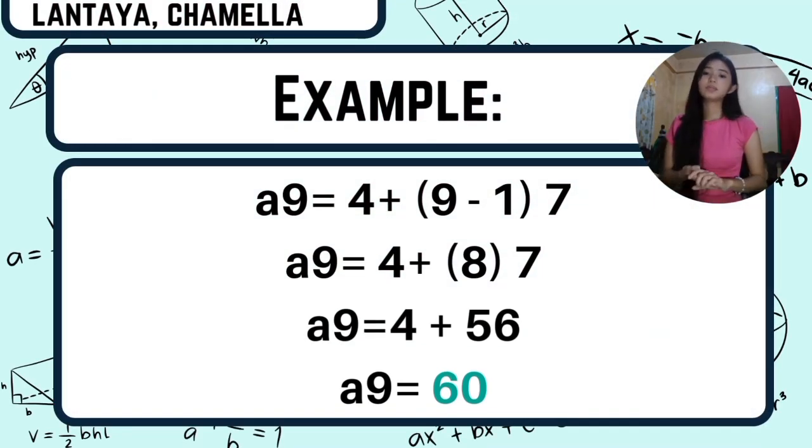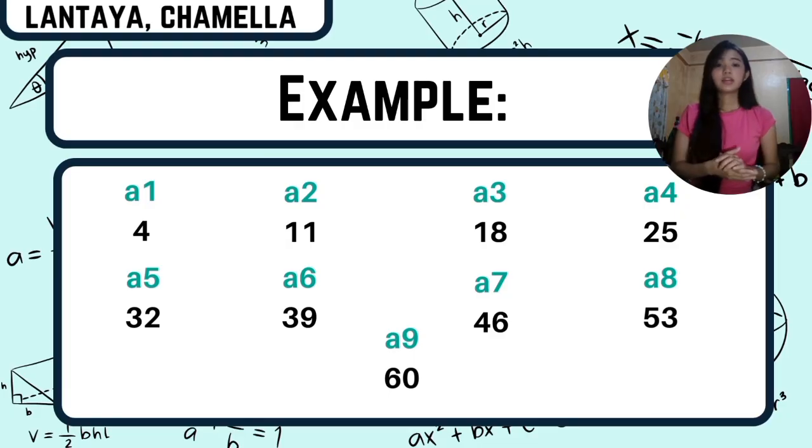The first thing that we will solve is the one in the parenthesis, the second is the multiplication, and the third and last is the addition. So 9 minus 1 is equal to 8, and 8 times 7 is equal to 56, and 4 plus 56 is equal to 60. So our a9, or the ninth term, is equal to 60.